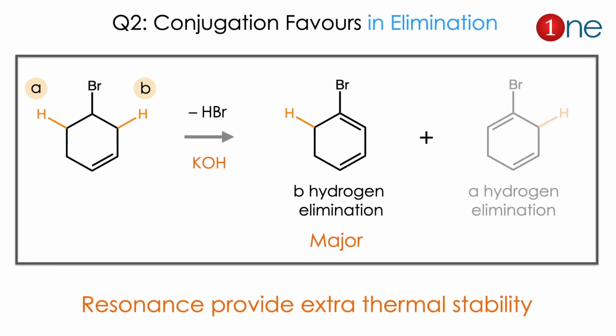The next thing is very important and easy. Here we have the cycloalkene with bromine substituted. Which hydrogen will be eliminated, A or B? There are two possibilities, A can be eliminated, B can be eliminated, but B will always be favored. Why? Because it forms the conjugated diene, which is very stable. So conjugation provides extra stability. You have to always remember that resonance provides extra stability. So it will always be the major product.